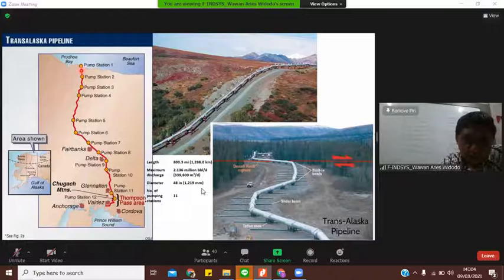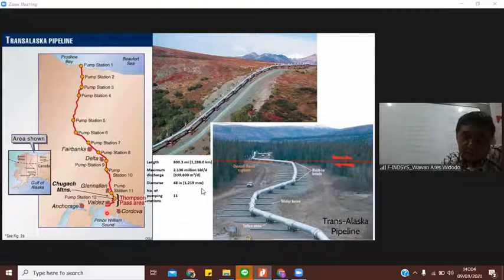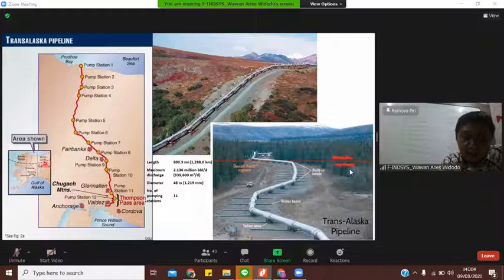It crosses the area, I think in Canada. The length of the piping here is 800 miles, which is equal to 1,285 kilometers. And they have 11, or maybe now 12, pump stations. This is a series of pump stations. The pipe is used to flow oil.